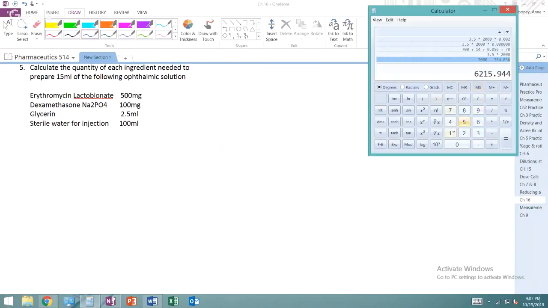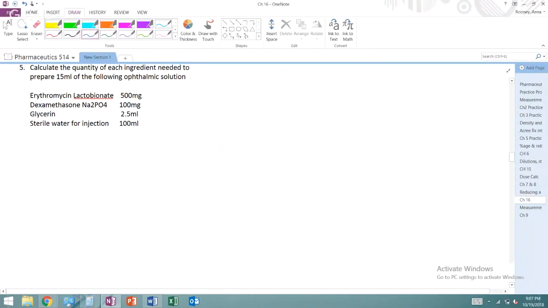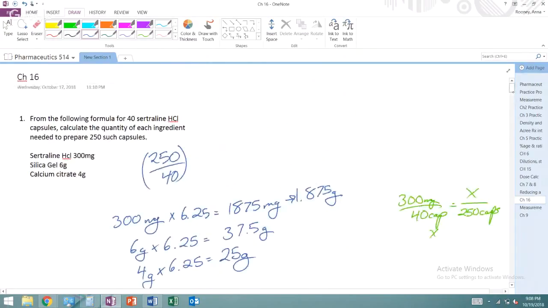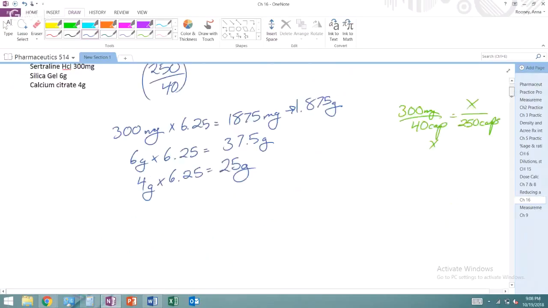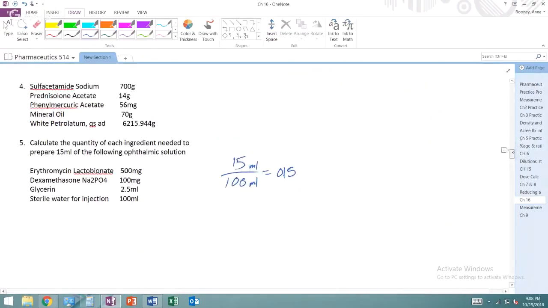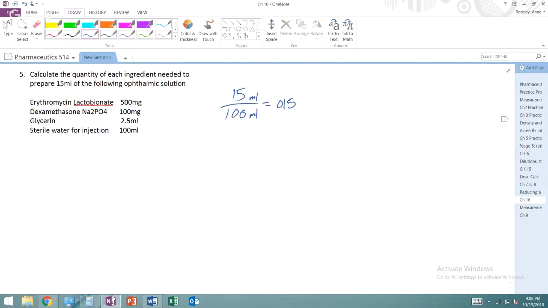All right, calculate the quantity of each ingredient to prepare 15 milliliters. Okay, so this one's a reduction. So you take 15 and you divide it by 100, and you find 0.15, because you're going from 100 milliliters to 15. So instead, where earlier I showed this ratio where it was 240 over 40 because we were going up, this one we're going down, and so we put the one that we're going to on the bottom, and so our percentage is 15%.